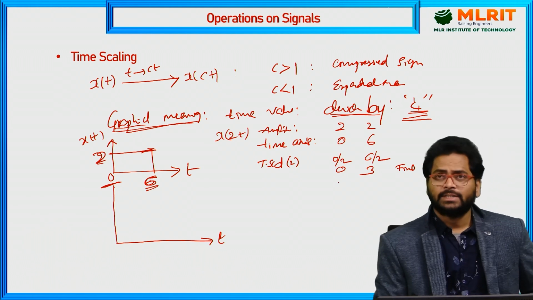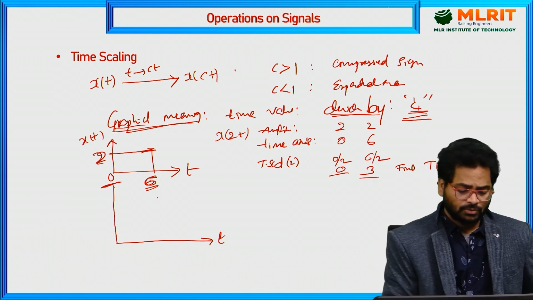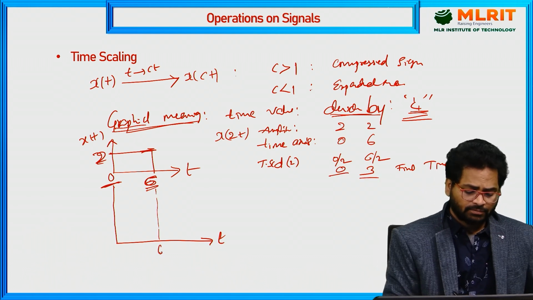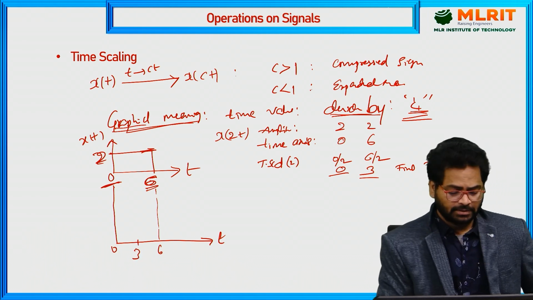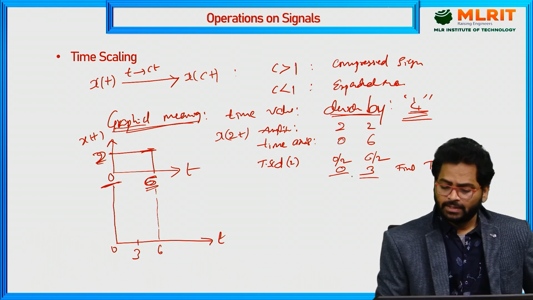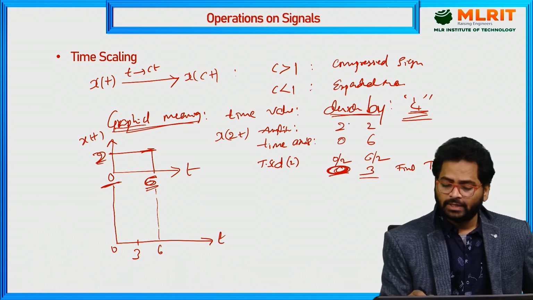So what are the maximum time values you have? 0 to 3. So this is a 6 value, 0. In between, this is a 3 signal. I mean at the 3 time constant, 3 time value it is 3. Now amplitude is the same. At 0 time you will have the amplitude 2.